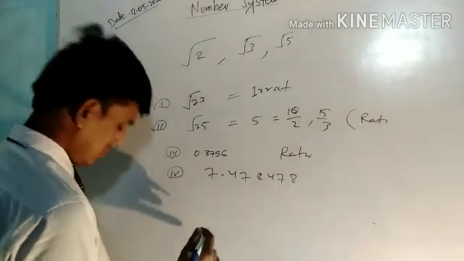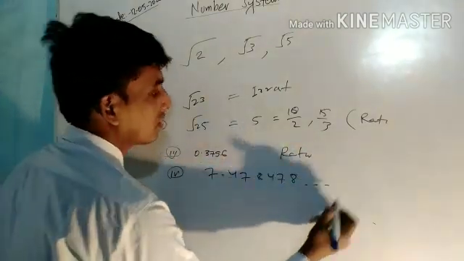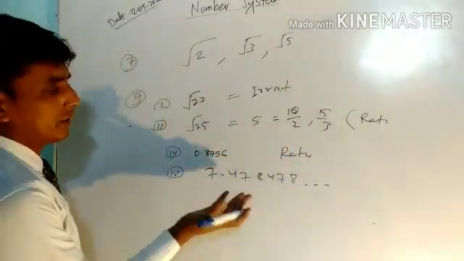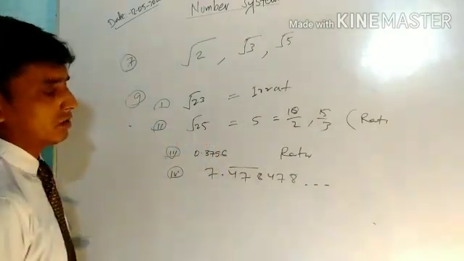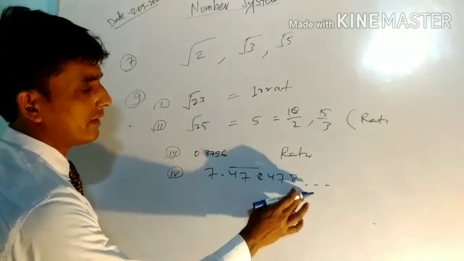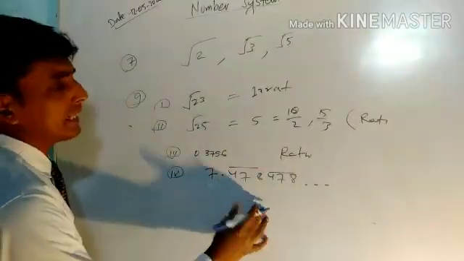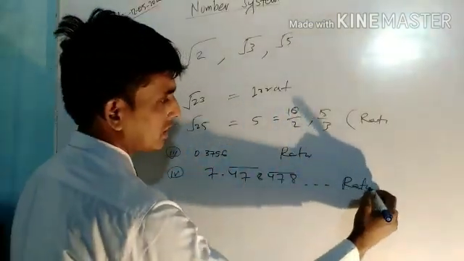Question number 4, 7.47848... and this is not terminating and not repeating. No, you can see here the number is repeating: 0.478, 478. It means it is a repeating type decimal expansion, so it is also a rational number.